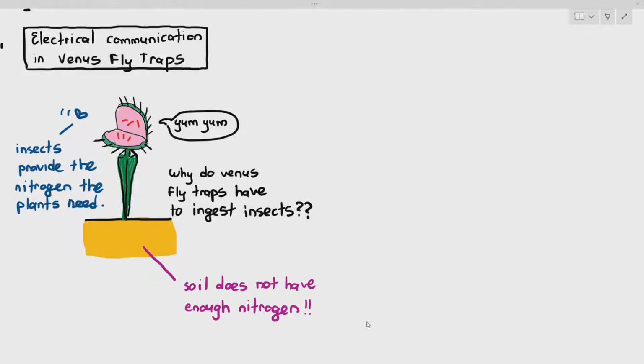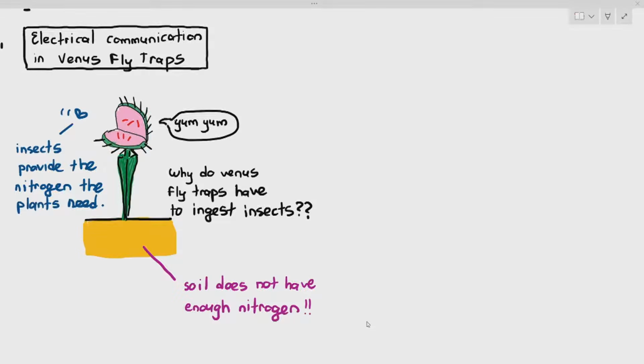Okay, so the reason is they digest the insects to get the nitrogen compounds, and they use the nitrogen compounds to make amino acids and nucleotides that they need to grow and sustain themselves. And you need to know this, by the way. You need to be aware that Venus flytraps are plants that grow in areas with not enough nitrogen. Therefore, the insects provide the nitrogen the plants need. Usually, if it comes out in the exam, hopefully it's just a 1-mark question on the reason why Venus flytraps digest animals.